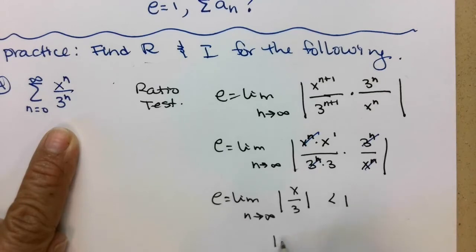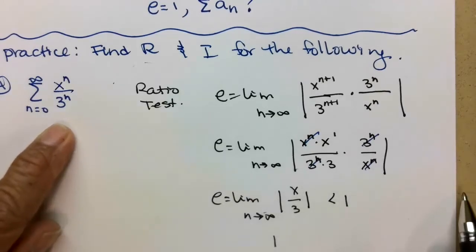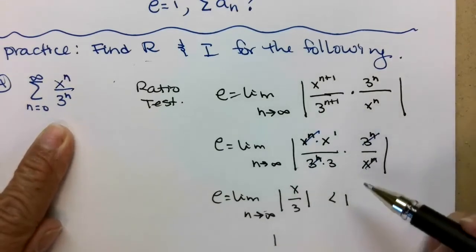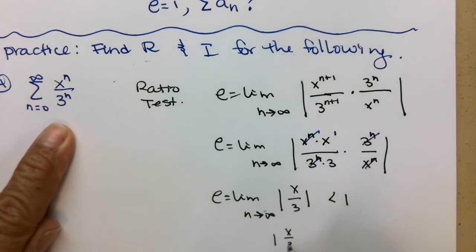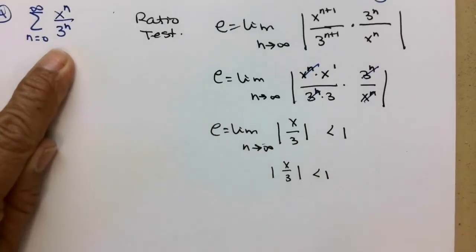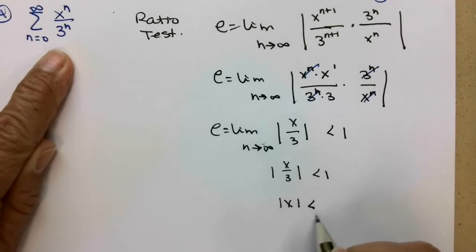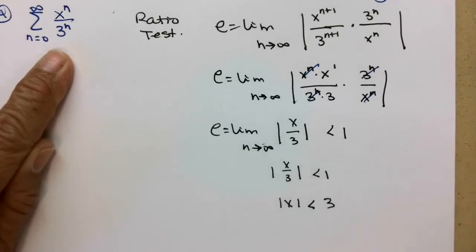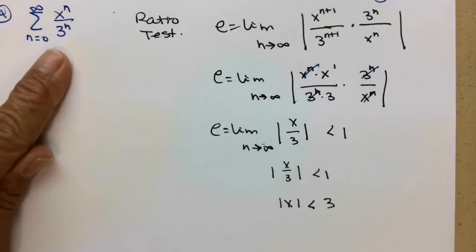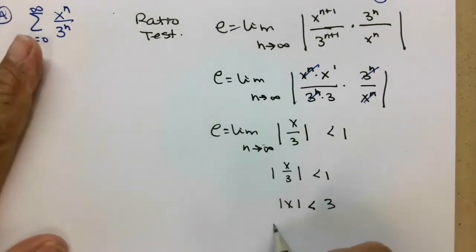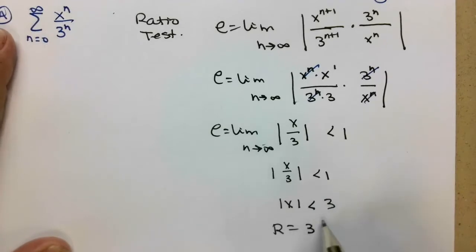So notice my n is gone. My n's are all the way gone, so I can drop my limit. Now I just need to know when the absolute value of x over 3 is less than 1. I can multiply my 3 across. Well, it happens whenever my x's are less than 3. Cool. So guess what r is? R is 3. That's our radius of convergence.